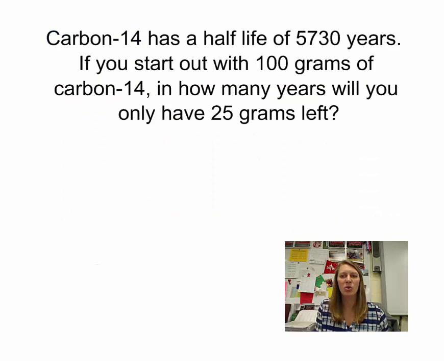Now, here is one last half-life problem to try, and this one is using the isotope of carbon-14. It doesn't change anything with how we solve it. We're just using a little bit bigger number with our half-life amount. So why doesn't everyone go ahead and pause the video, give this one a try on your own, and then check your answer once you're all done.